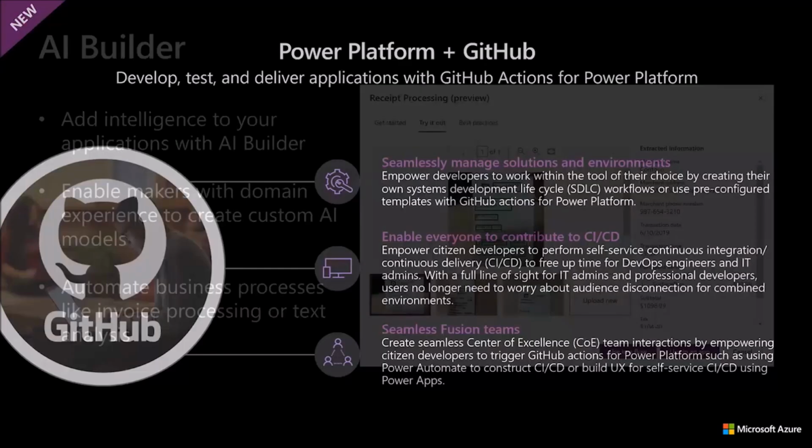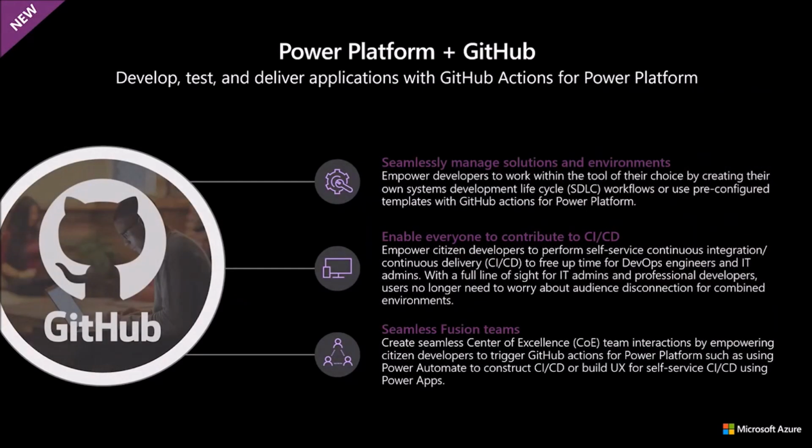One of our cool new features that we announced at Ignite, and hopefully you have all seen this already, is our Power Platform and GitHub collaboration. We don't have a whole lot of time today to talk through all of this, but I'm going to link some of the videos that we talked about from Ignite in the resources below that we'll attach at the end of this slideshow. But this is super cool, and so you can seamlessly manage your solutions and environments, enable everyone to contribute to CI/CD, and seamless fusion teams. I really, really wish we could have more time to talk about this, but please check out the videos below.